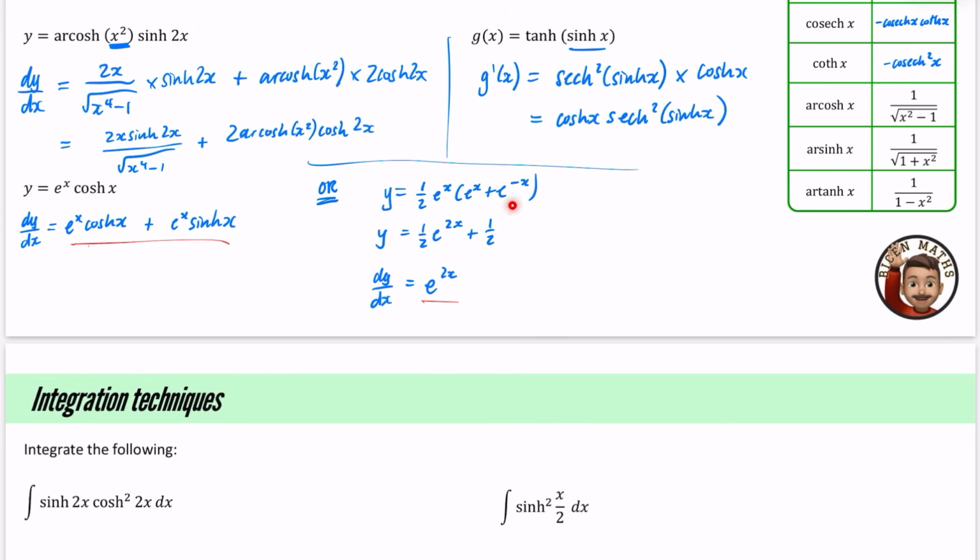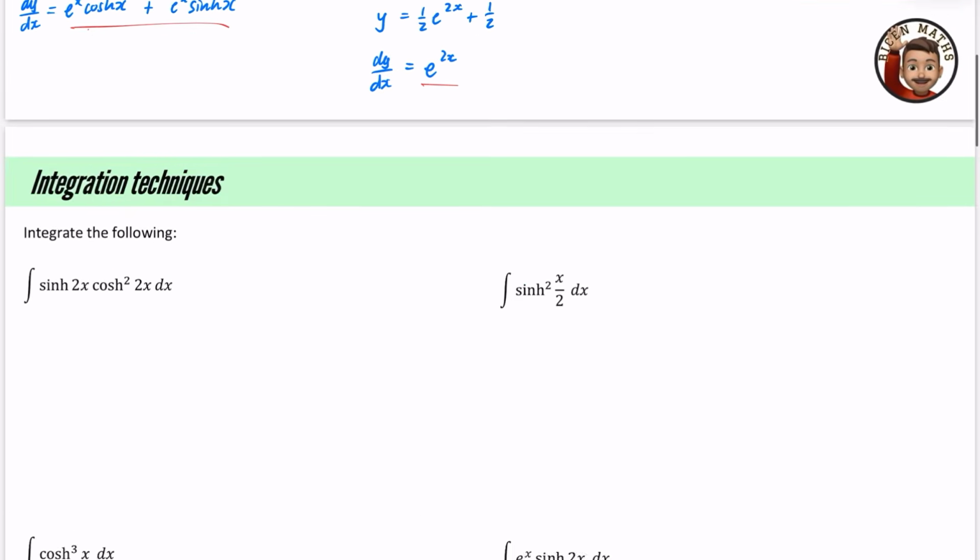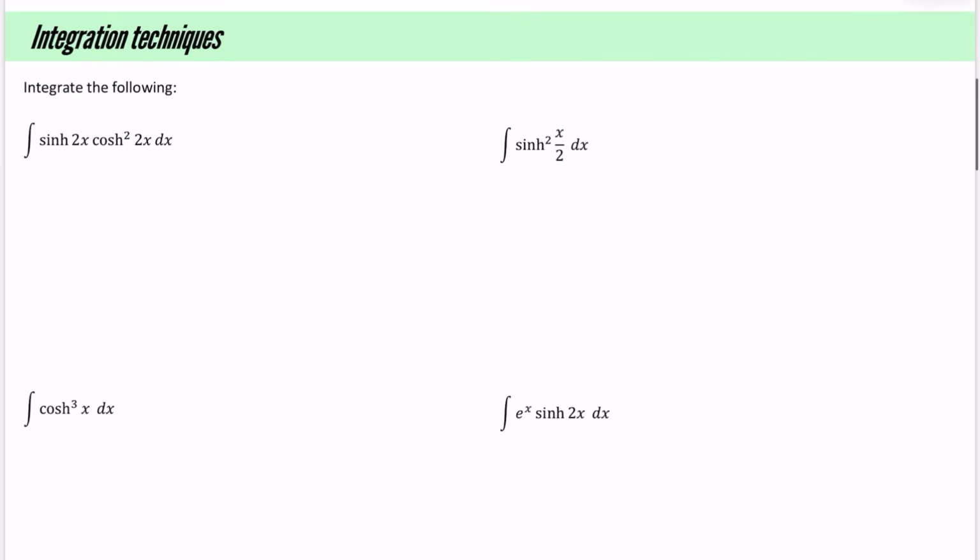So I just wanted to show you, sometimes exponentials can be useful, sometimes keeping it in its hyperbolic form is good as well. Okay, then we're going to look at some things to do with integration techniques.